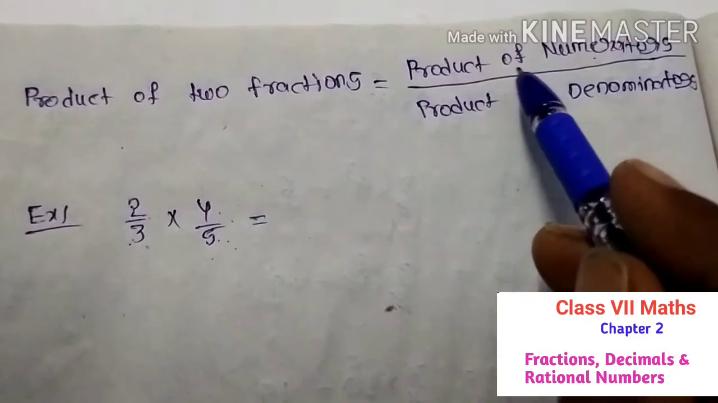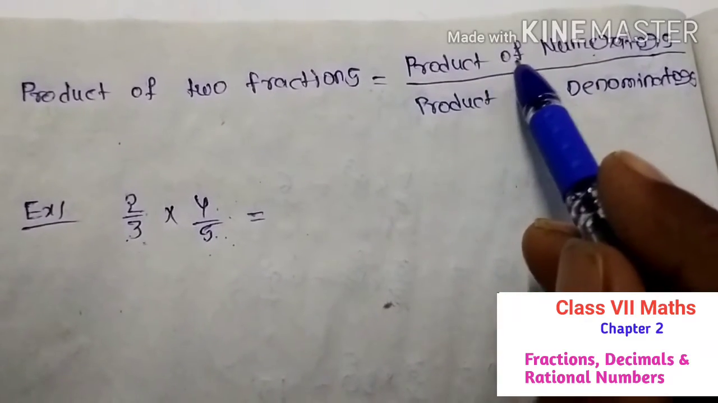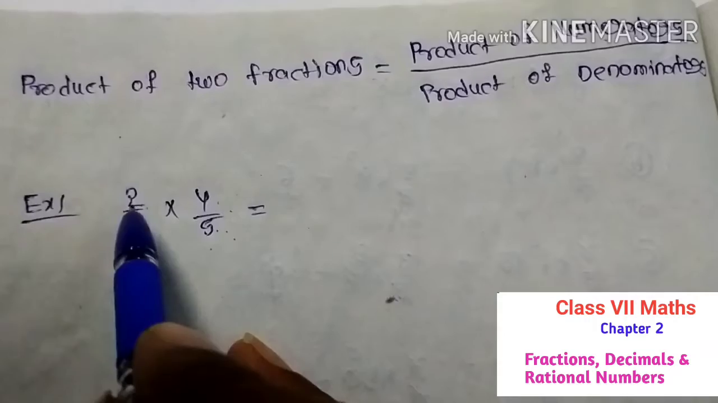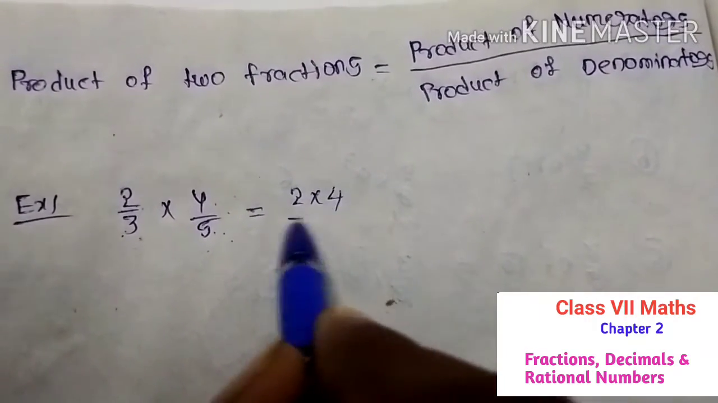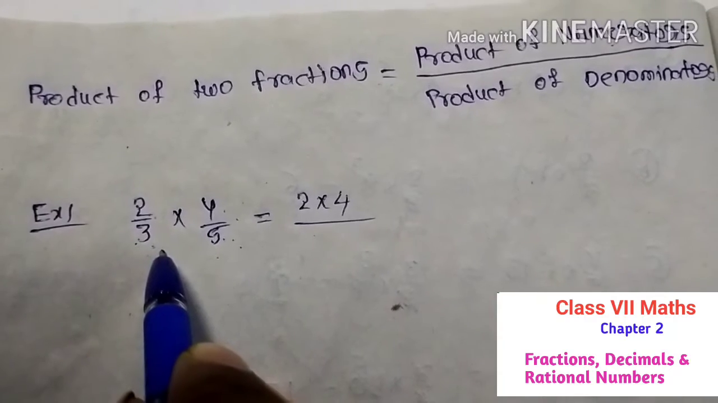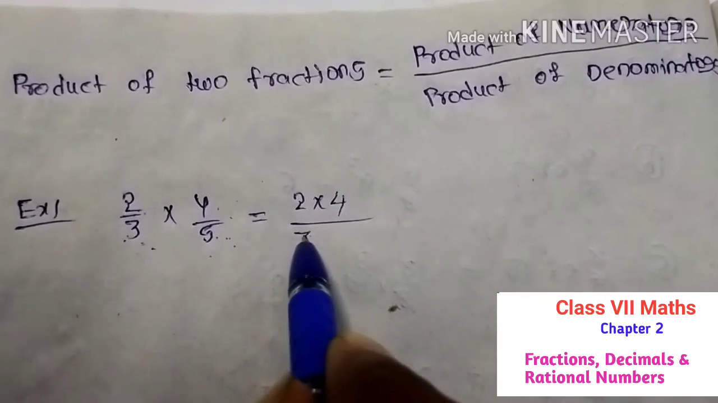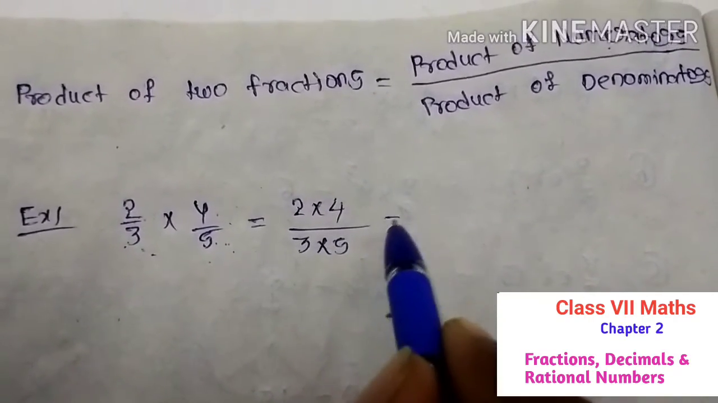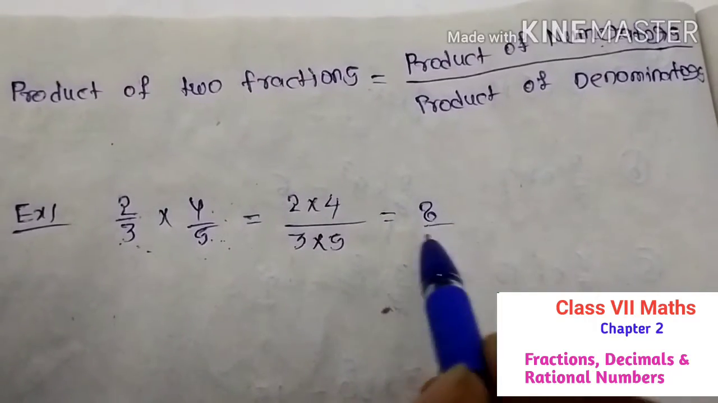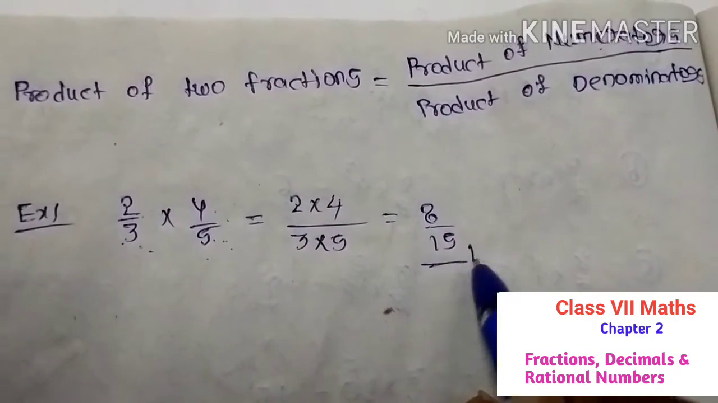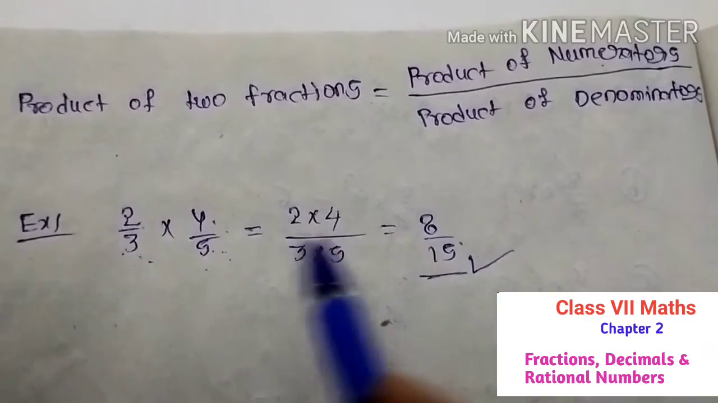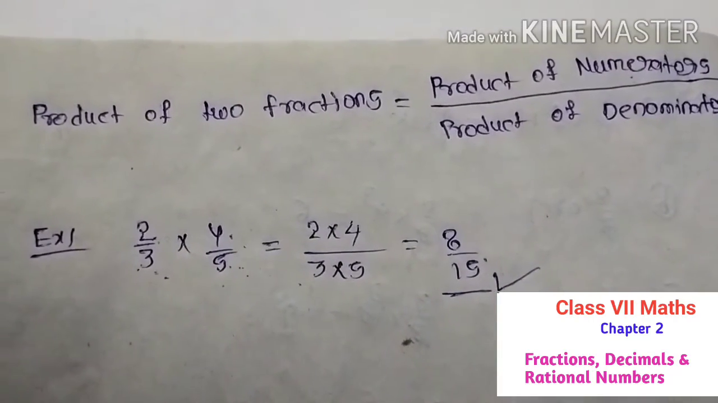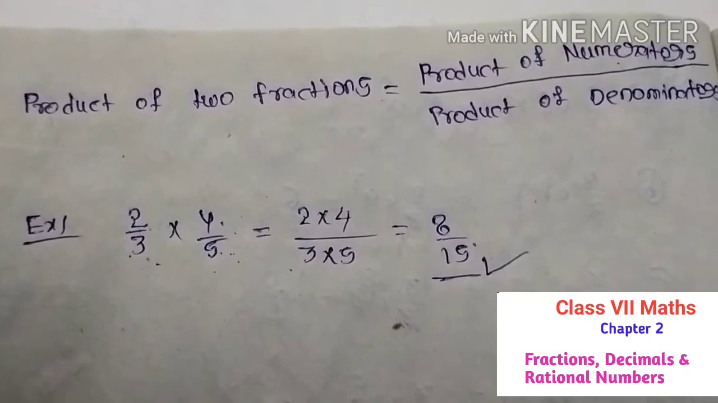See, first of all, how can you find a product of numerators? That means you can write here 2 into 4. You can directly write 2 into 4 by product of denominators 3 and 5, 3 into 5. 2 4s are 8, and 3 5s are 15. This is your answer. Very easy. Just find the product of numerators by product of denominators. We can use this formula in exercise 3.